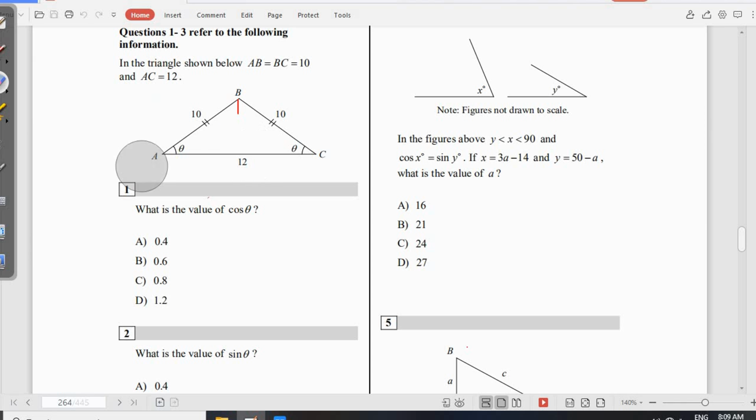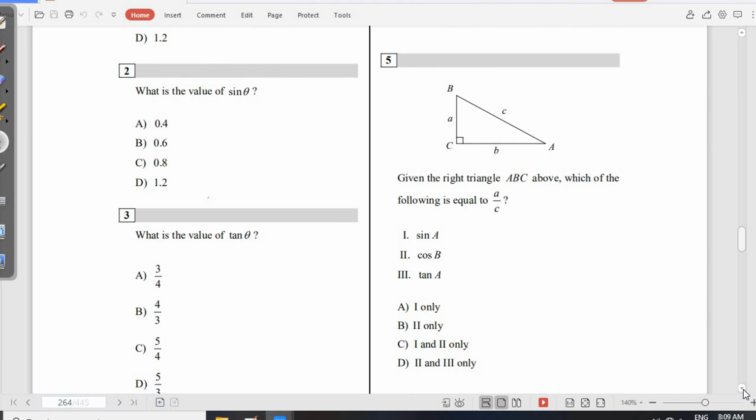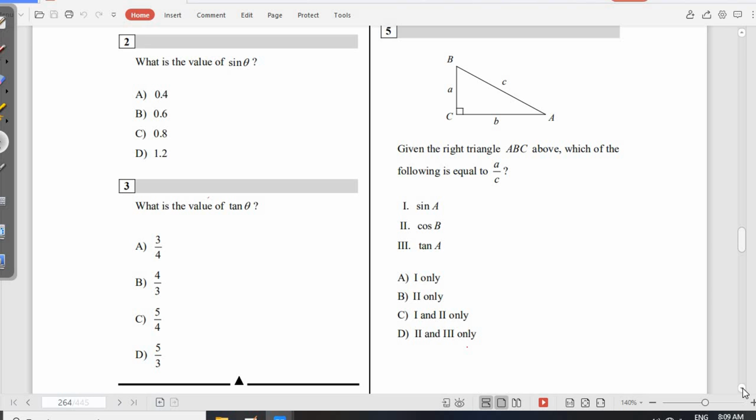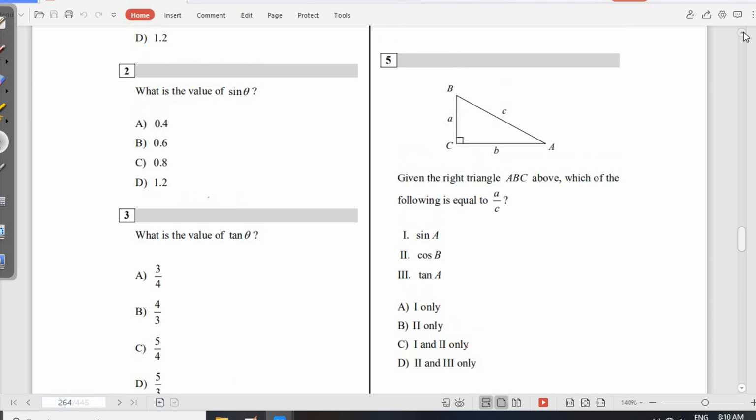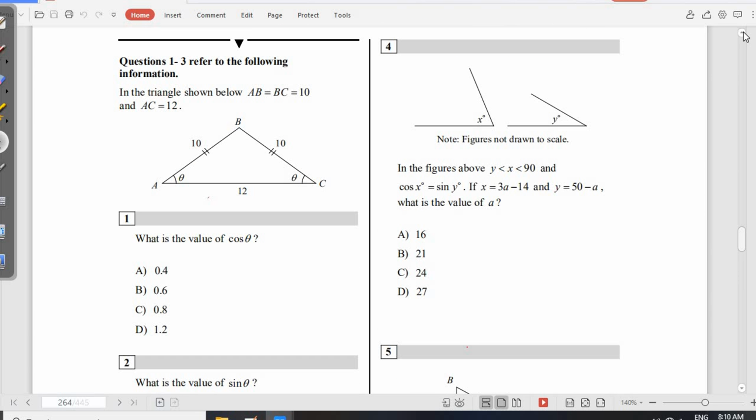So let's move to question number 3, and let's see if there's any more challenge there. What's the value of tan theta? Tan theta is just what? Tan theta is opposite over adjacent, which is 8 over 6. 8 over 6 can be reduced to 4 over 3. So that's your answer.